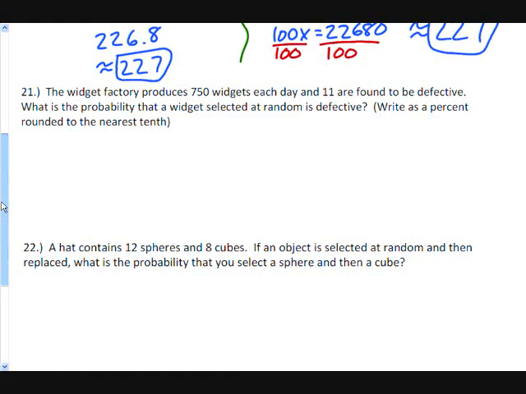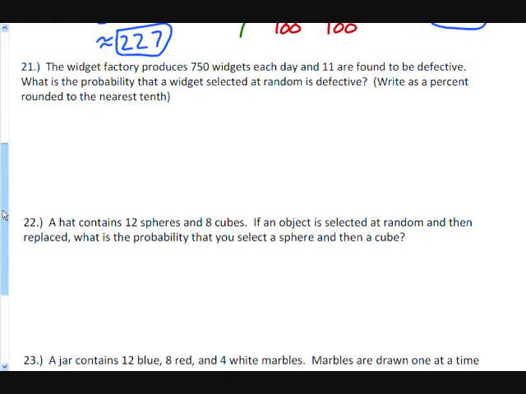In the next one, it says a widget factory produces 750 widgets each day, and 11 are found to be defective. What is the probability that a widget selected at random is defective? Okay, so this time it asks us to write our answer as a percent. And remember, for a probability, we just put the number of defective things since we want the probability of defective. If there's 11 of those, out of a total of 750. Well, there's our probability as a fraction. We just want to write it as a percent.